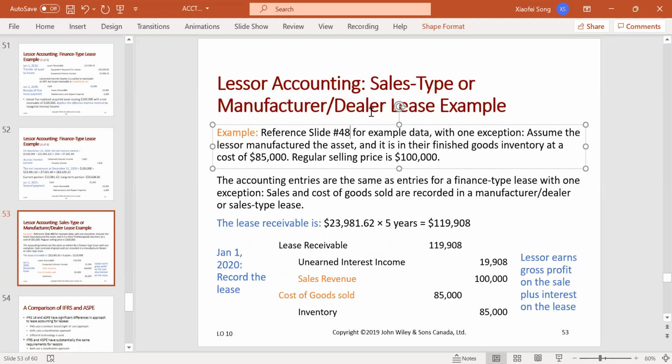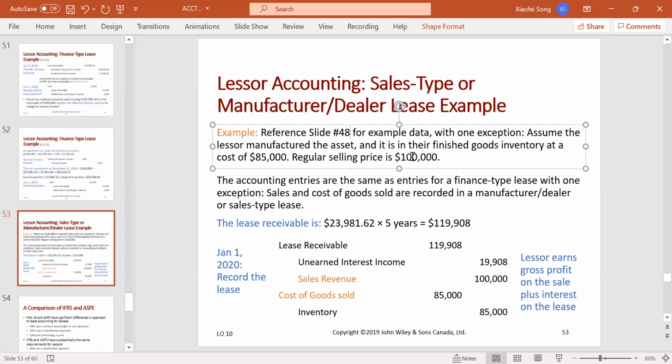So it's the same lease, 5 years, lease payment is 25,982, including the 2,000 maintenance costs and so on and so forth, with the only one exception, that is, assume that the lessor manufactured the asset, the equipment, and it is in the finished goods inventory, okay? And the manufacturing cost is 85,000, okay? And the regular selling price, that's another way to say the fair value, is 100,000.